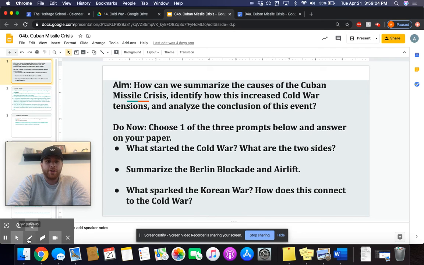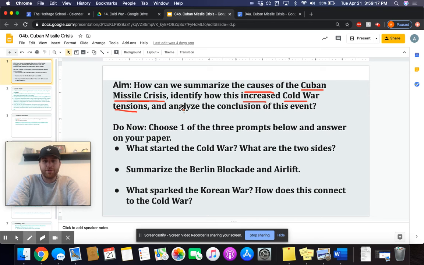So for today, we'll get into the aim. And it's how can we summarize the causes of the Cuban Missile Crisis, identify how this increased Cold War tensions, and then we're analyzing the conclusion of this event. Okay, so we're kind of looking at cause and effect today for specifically the Cuban Missile Crisis.